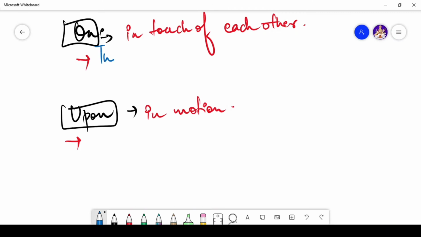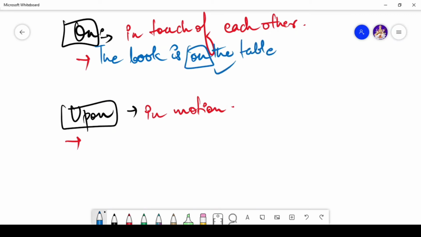Like if I say that the book is on the table, what do you understand by this? Would you say the book is upon the table? No. Why? Because the book is in touch with the table. The surface of the book is in touch with the surface of the table. You can say the book is in contact with the table. So if there is any contact, if it's in touch, in that case you make use of on. Otherwise, upon is used when you are talking about any kind of motion.